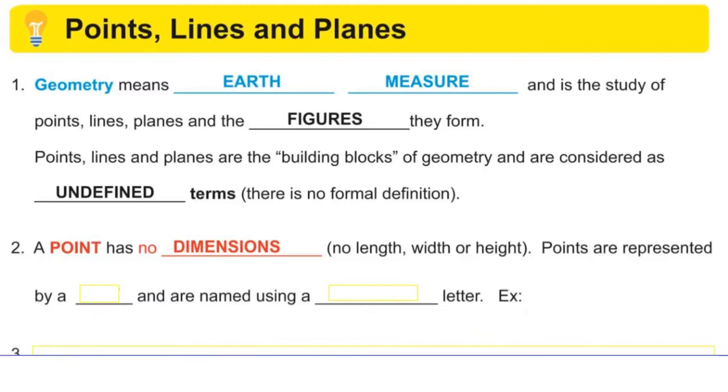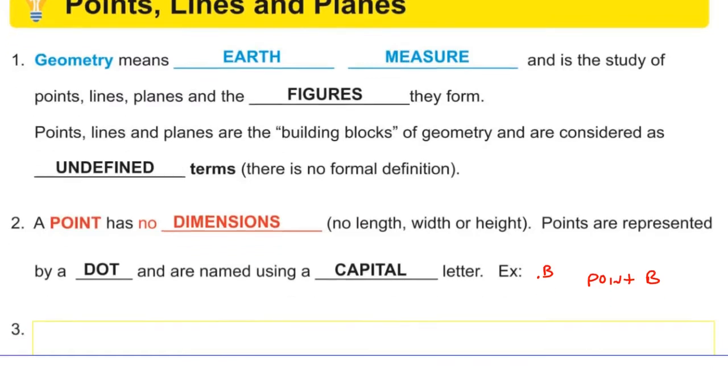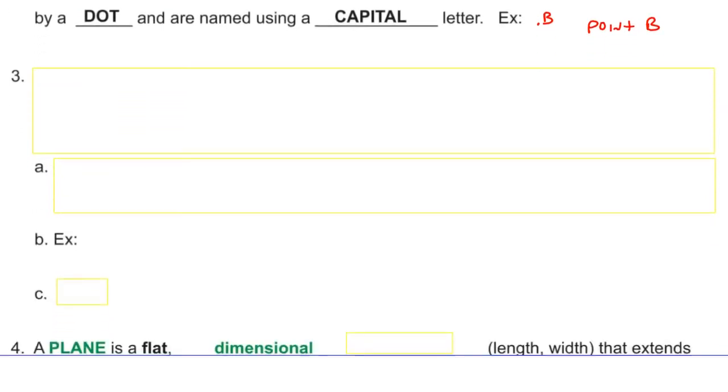How do you represent them? Well, they are represented by a dot and are named using a capital letter. Now, geometry is a discipline that is a technicality, so we have to be technical in what we do. So if I had point B, if I were to say that in words, I would write point B. Capital letters for your points. So point, no dimensions, and no length, width, or height in that point.